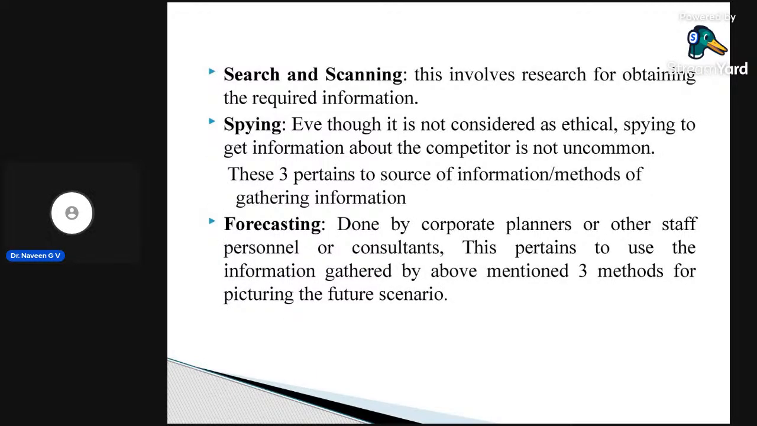Search and scanning. This is also most important. Searching is involved in obtaining the required information. Without searching, we can't get the information, and also scanning. This involves identifying the sources of information. That is most important: where we are getting the information.